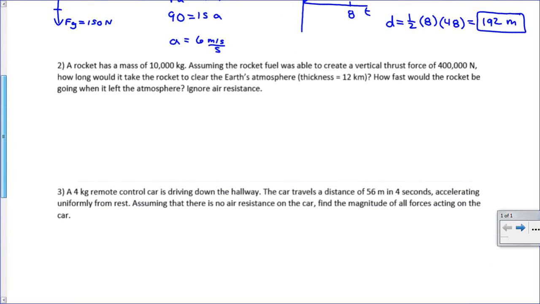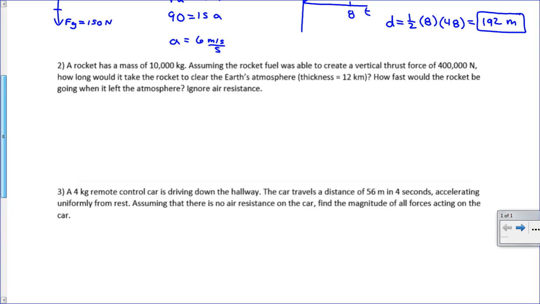Problem number 2 says a rocket has a mass of 10,000 kilograms, assuming that rocket fuel was able to create a vertical thrust force of 400,000 newtons. How long would it take the rocket to clear the Earth's atmosphere, which has a thickness of 12 kilometers, and how fast would the rocket be going when it left the atmosphere? I tell you to ignore air resistance.